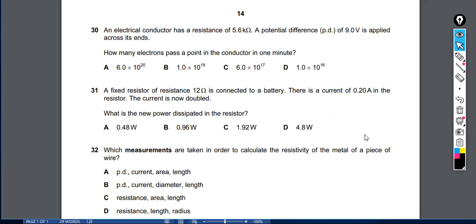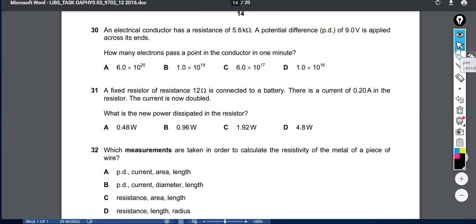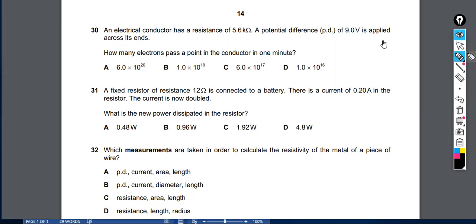And so if anybody wanted to queue up this paper, this comes from March 2016. This is paper 12 from March 2016. We're starting on question 30. We're solving for the number of electrons that pass a point in 1 minute, that's the time.